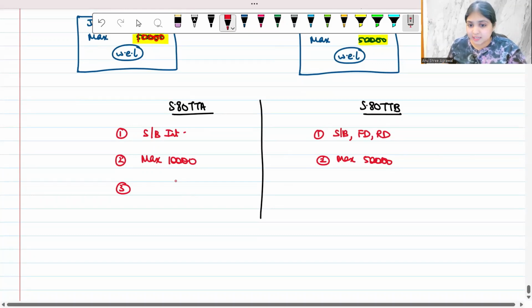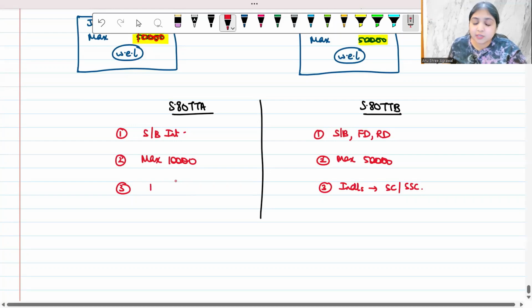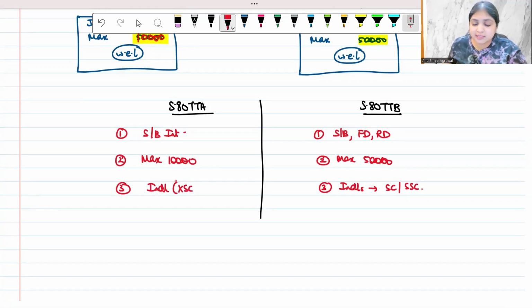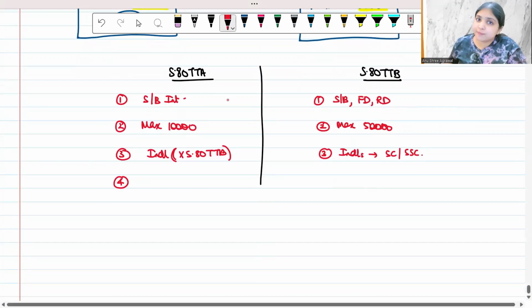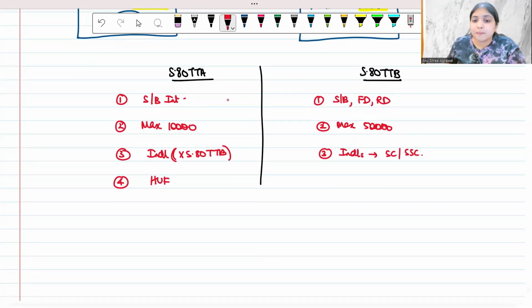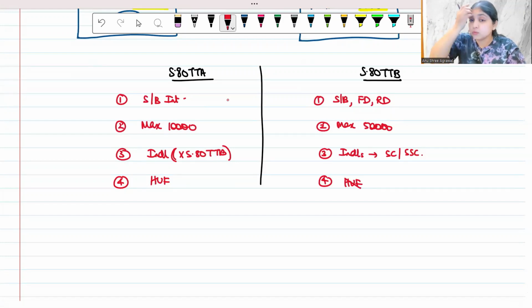Then what other differences can you think of? If you compare these two sections, 80TTB will apply to only those individuals who are either senior citizens or super senior citizens, but 80TTA will apply to those individuals who are not senior citizens and not super senior citizens. So in simple words, 80TTA will apply to those individuals who are not covered by 80TTB. Leftover individuals come to section 80TTA. Then what about HUF? 80TTA applies to HUF also. But does 80TTB apply to HUF, guys? No, it does not apply to HUF. 80TTB applies only to those individuals who are senior citizens or super senior citizens.